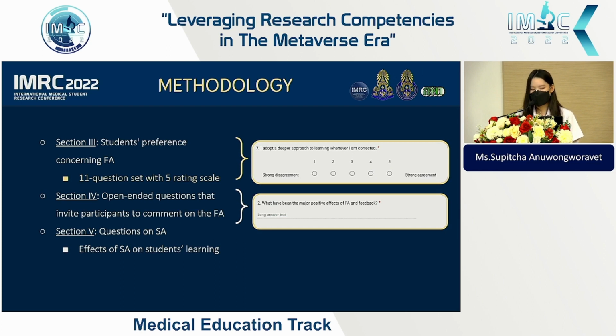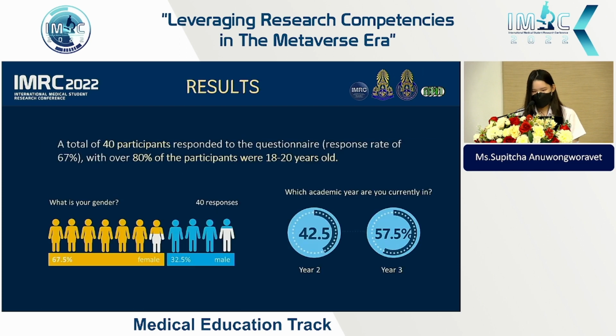Section 3 will look at students' preference concerning FA, consisting of 11 questions and a 5 rating scale. The last 2 sections, Section 4 and 5, will be open-ended questions, where Section 4 will look at FA, and Section 5 will look at SA.